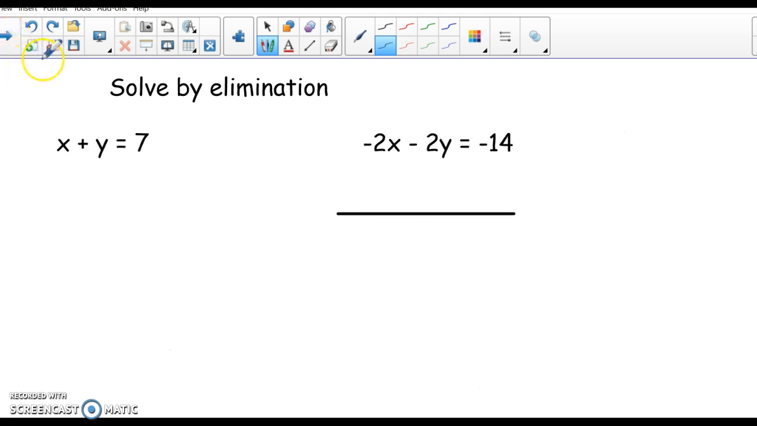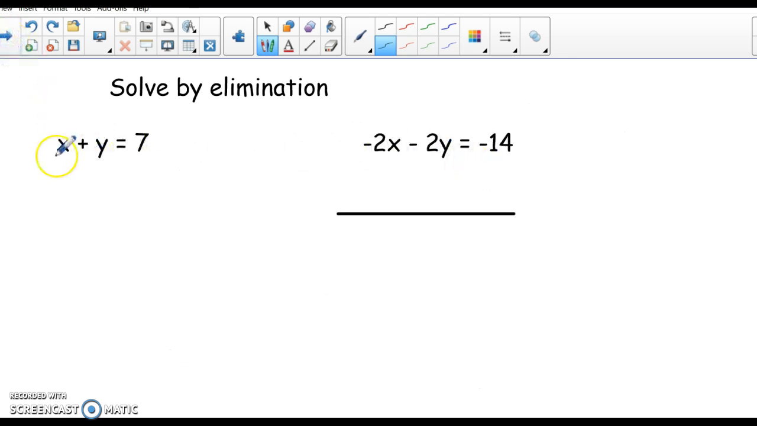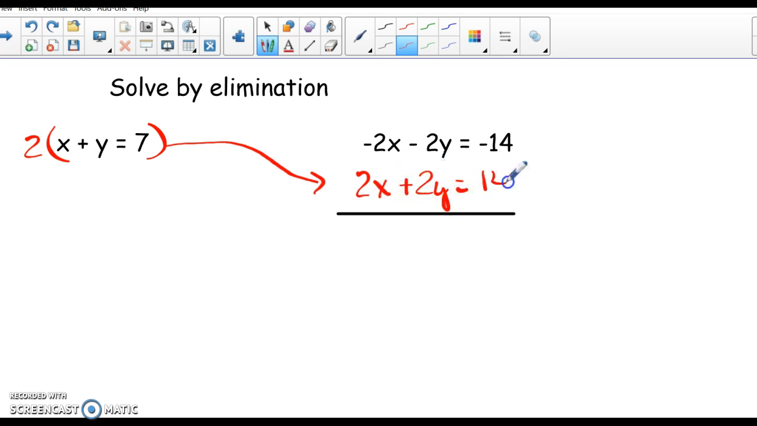Another one solved by elimination. If I look at these two, I really don't have them written as easy as I had these to solve. So I'm trying to figure out which variable I want to cancel. Let's just say I want to cancel my x. So if I want to cancel this -2x, what would I have to have here? I would have to have a positive 2x. So I'm going to multiply everything in this parentheses times positive 2 and just write it down here. That gives me a positive 2x plus 2y is equal to 14.